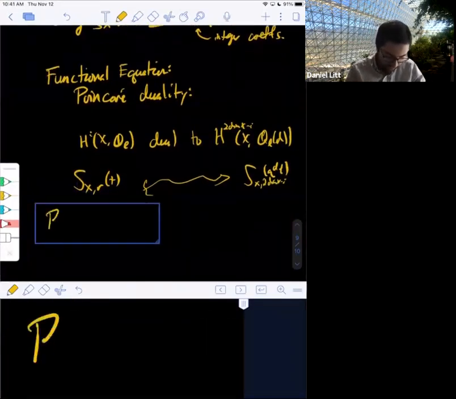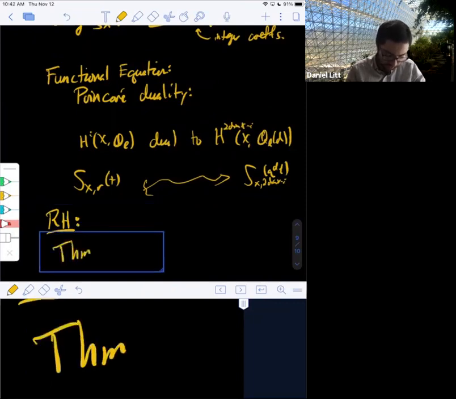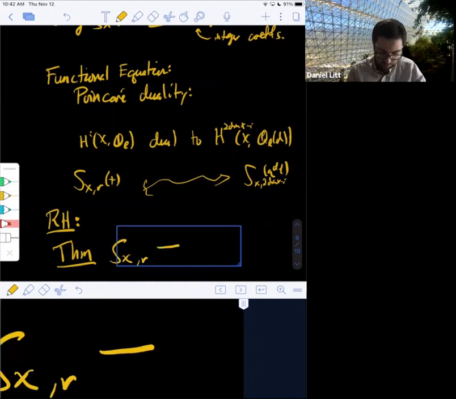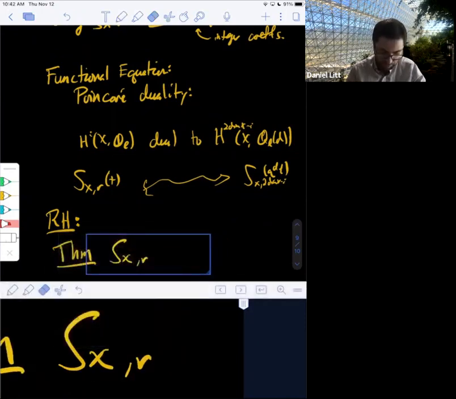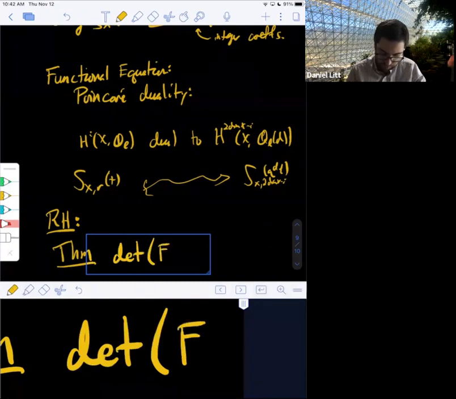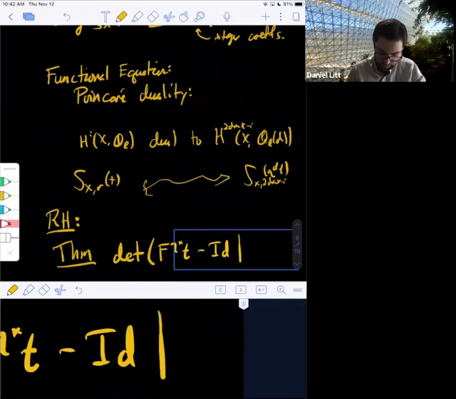Okay, so now we can start talking about the Riemann hypothesis. This is what we're going to talk about for the rest of the course. Let me just tell you what the theorem is. We now have this rational function zeta_{X,r}. The claim, first of all, is that this is a rational function. Maybe let me write it this way. Let's look at the determinant of F_q^* t minus the identity acting on H^r(X, Q_l).